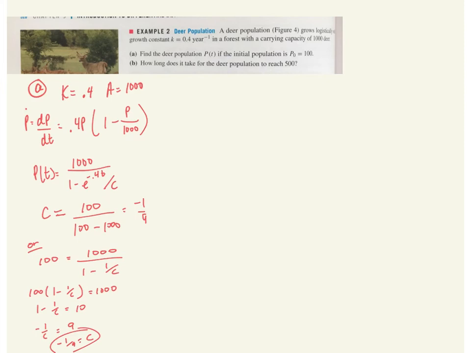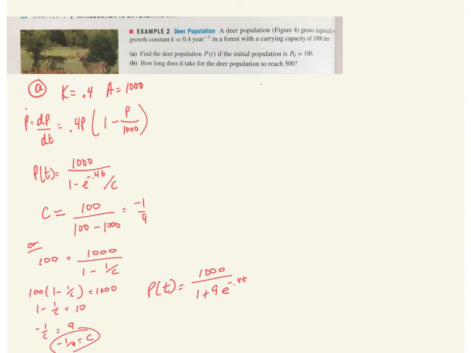Okay, so it's really not so bad, especially with an initial condition where that t is 0, the e to the 0 always goes to 1, so it's not so bad. Anyway, so now my equation becomes P of t is equal to 1,000 divided by 1 plus 9e to the negative 0.4t. Okay.